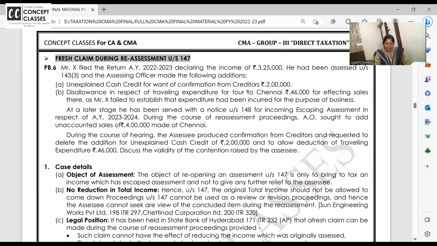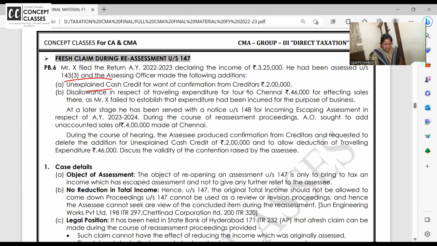X filed return declaring 325. He's been assessed in 143.3. Okay. Unexplained cash credit for the want of confirmation. You know, in our book, we show cash credit entries. Cash received from Ramlal. Confirmation लाओ तो पता चला Ramlal कोई है नहीं. Black money है आपका. So department said, no, this is income escaping.